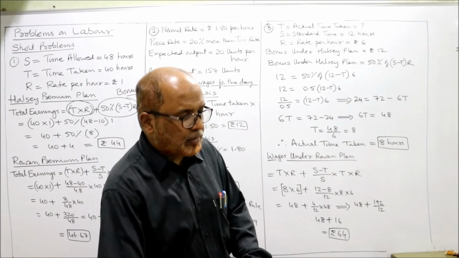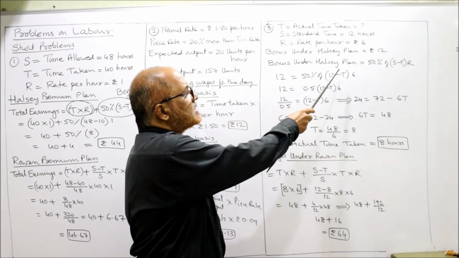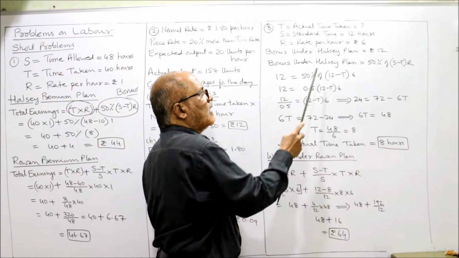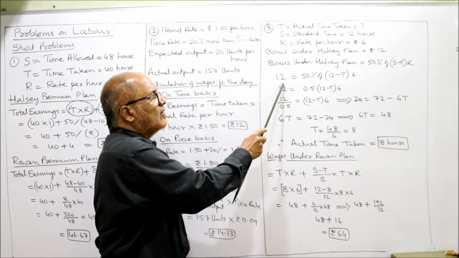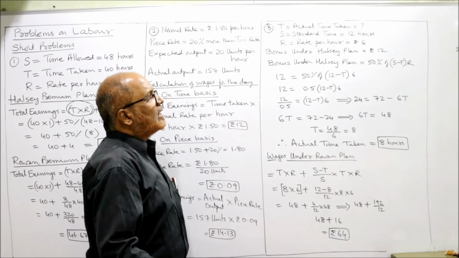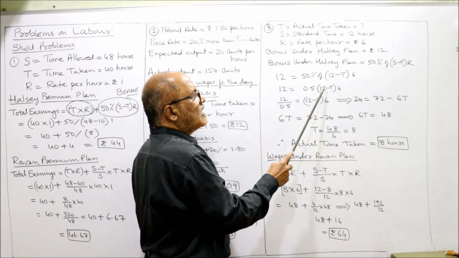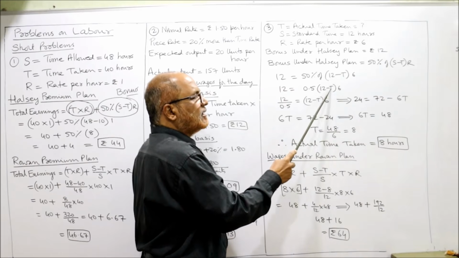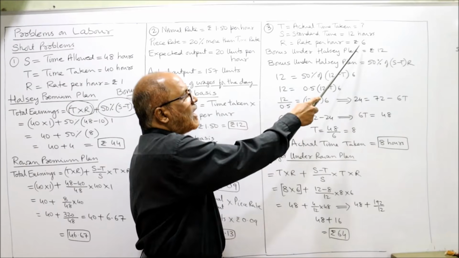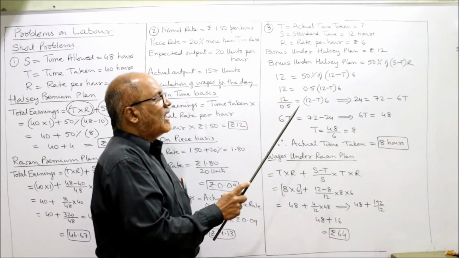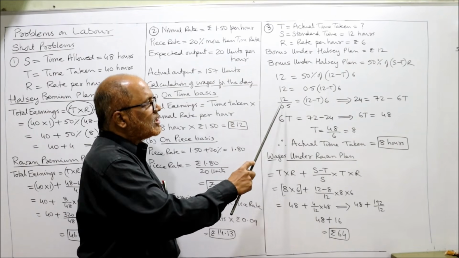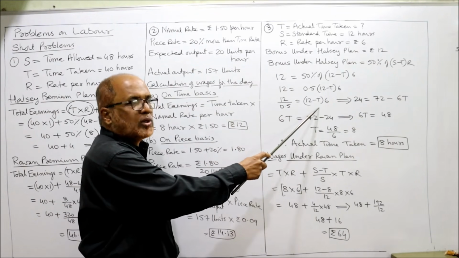So I am applying that formula. Bonus under Halsey plan is 50% of S minus T into R. Bonus under Halsey plan is given in the problem, 12. In the problem it is given bonus 12 is equal to 50% of 12 minus T. 12 is the standard time minus T. T means actual time taken, not given, we have to find out. And R, rate per hour, is 6 rupees. Now we simplify to find out T. So in the whole equation, the unknown variable is T, actual time taken.